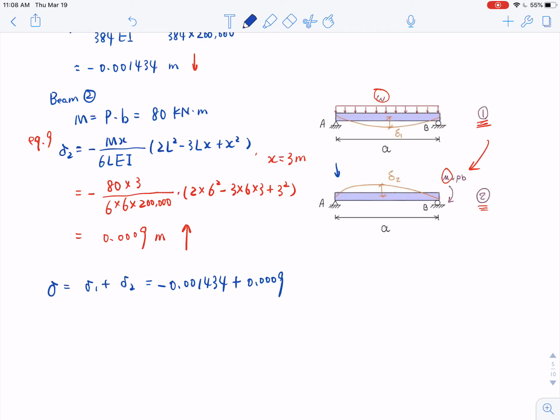So here you will get negative 0.000534 meter, and this is a downward deflection. That is 0.534 millimeter, but downward deflection. That's it.